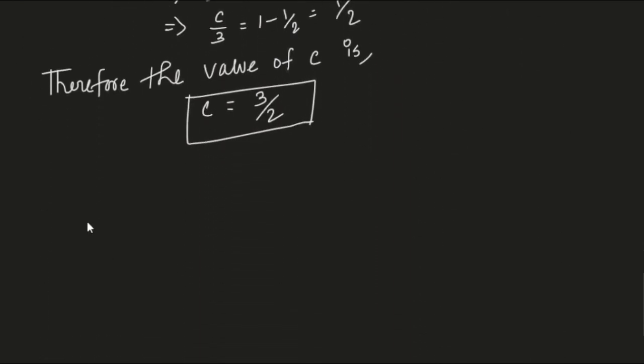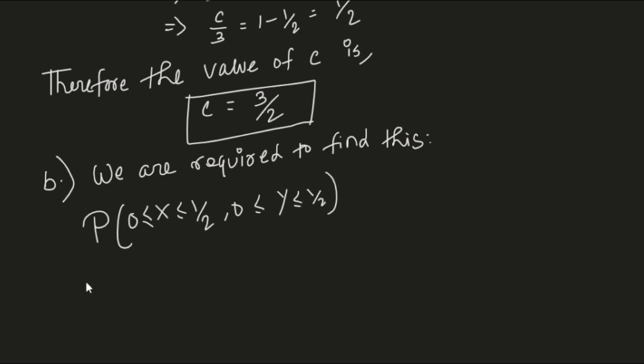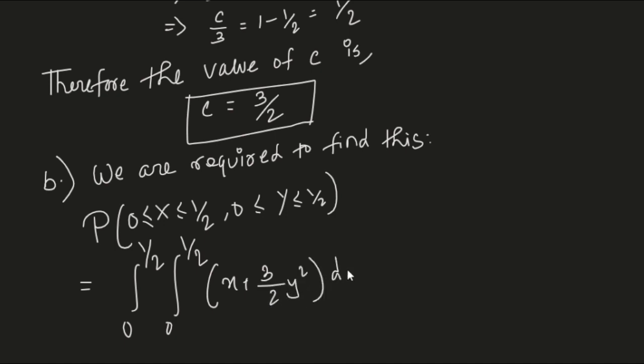Now let's go to the second part. We are required to find the probability of 0 less than or equal to capital X less than or equal to 1 by 2, comma, 0 less than or equal to capital Y less than or equal to 1 by 2. Since we already know the joint PDF, it's easier for us to find this, because this is just the integral from 0 to 1 by 2, 0 to 1 by 2 of the joint PDF, which is basically x plus 3 by 2 y squared, dx dy.